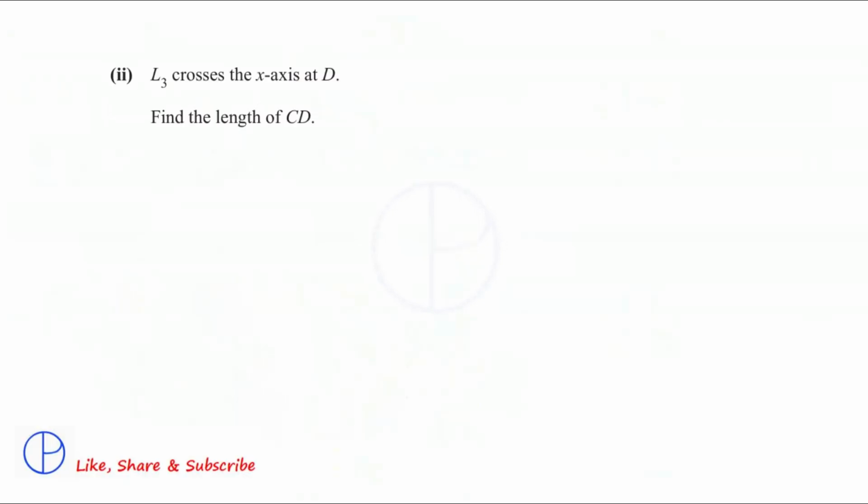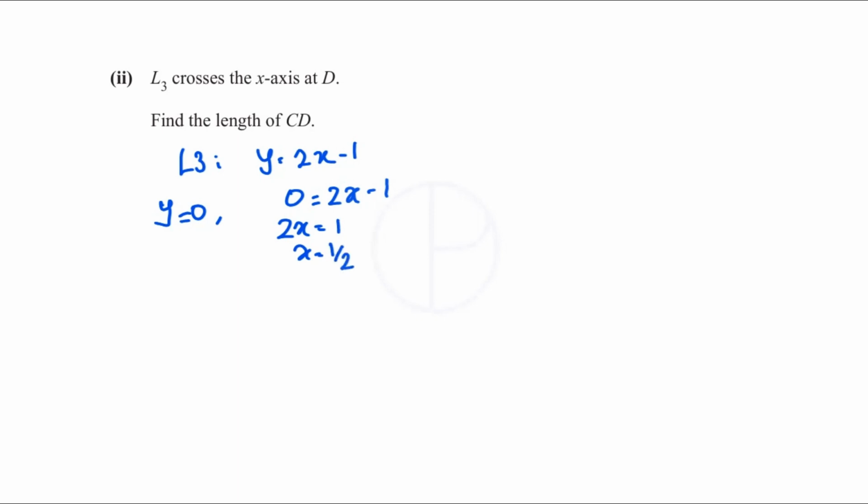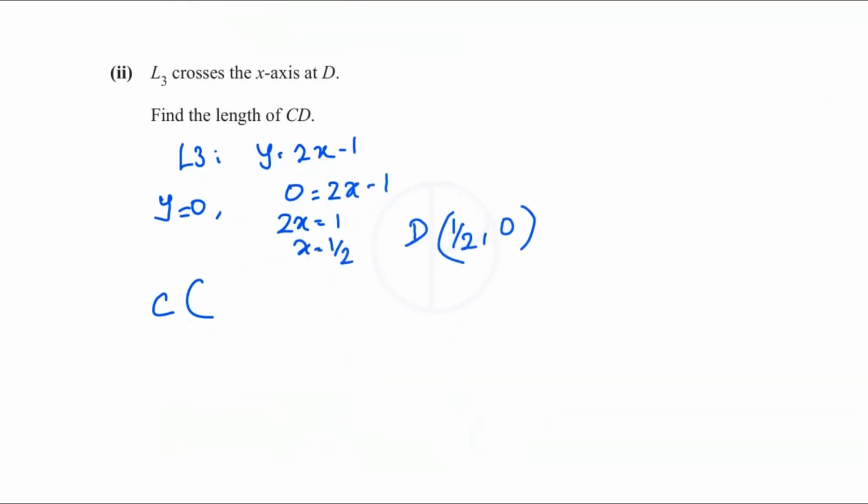The next part of the question is L3 crosses the x-axis at D. Find the length CD. So it's given the line L3 crosses the x-axis at D. Okay. Then what is the coordinate of D? L3 is y is equal to 2x minus 1. So in that it crosses the x-axis, that is y is 0. Y is 0 means what is the x value? So 1 over 2 comma 0 is the coordinate of D. And the coordinate of C is 2 comma 3.